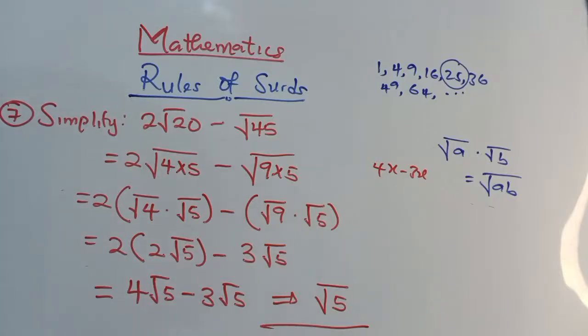If you simplify 2 root 20 minus root 45, it is going to give us root 5 as our final answer. So our final answer is root 5.